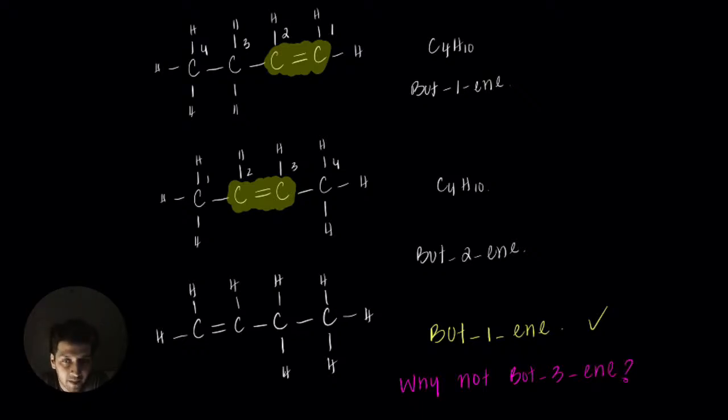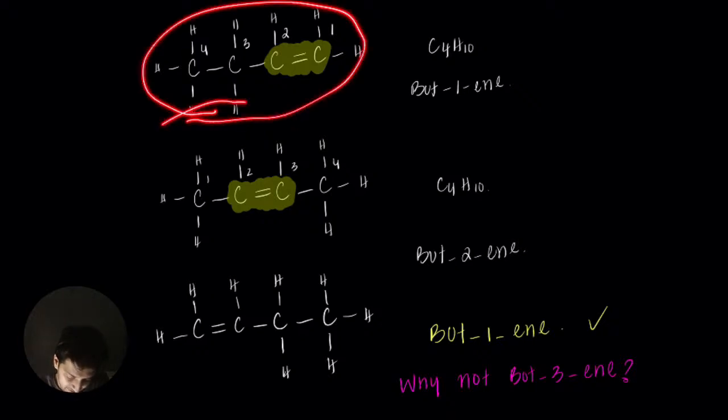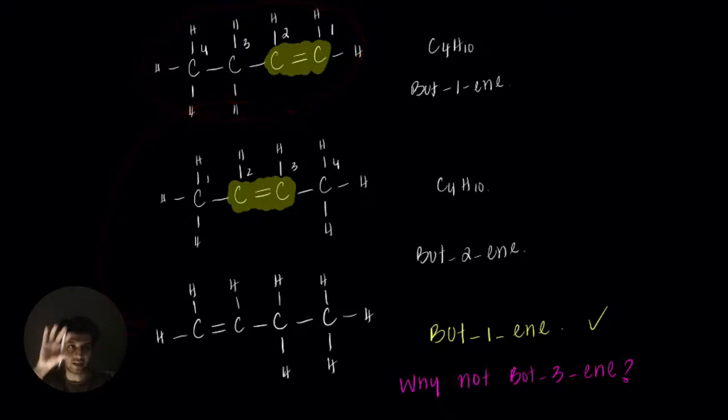Why not but-3-ene? Absolutely, everyone got but-1-ene correctly. It's the first one mirrored, absolutely. It's the same molecule, just mirrored here. So literally I picked up the molecule and I flipped it over, right? And it's the same molecule that's written upside down.